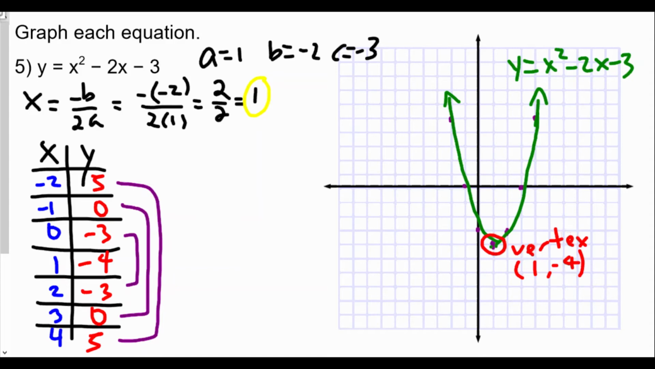Not only that, we also have the roots. These are the x-intercepts, and that's where the graph crosses the x-axis. We see this occurring here. Whenever you have to find the roots, that's where it crosses the x-axis, and it satisfies the equation x squared minus 2x minus 3 equals 0.